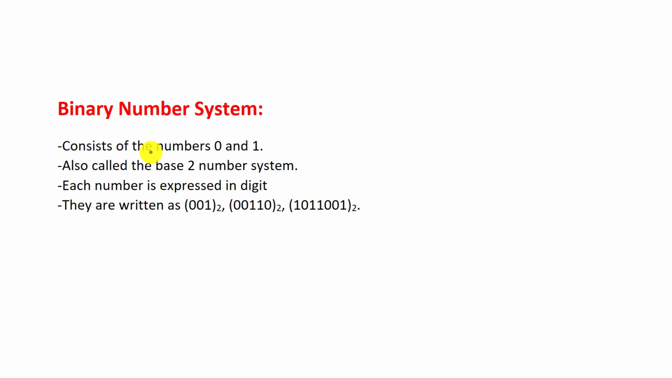Binary number systems consist of only the numbers 0 and 1. They are also called base 2 number systems. Each number is expressed in digits and written in base 2, for example (0010011001) in base 2, or 1011001. The key point is that binary numbers consist of only 0 and 1.